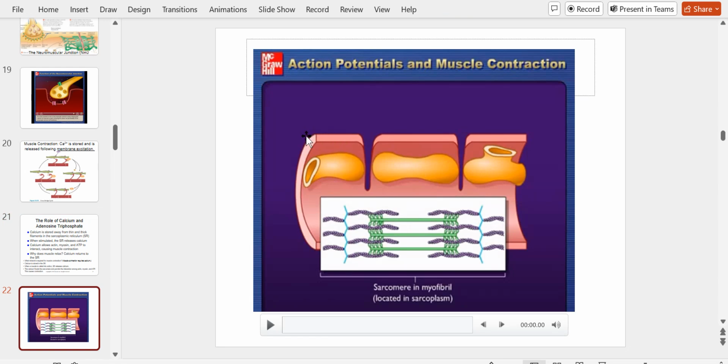This one here shows you the whole idea of the electrical impulse traveling along the sarcolemma and then down into a T-tubule where calcium there is released by the sarcoplasmic reticulum, and then you get muscle contraction. Great video. Have a watch here.